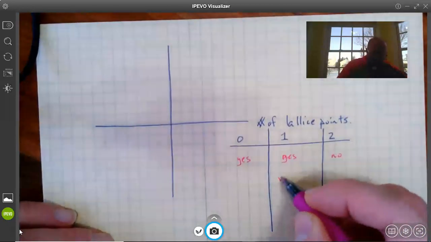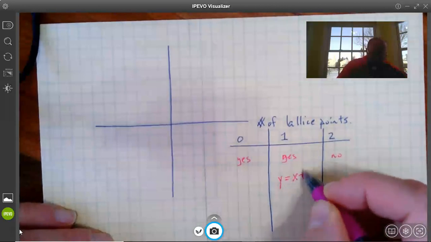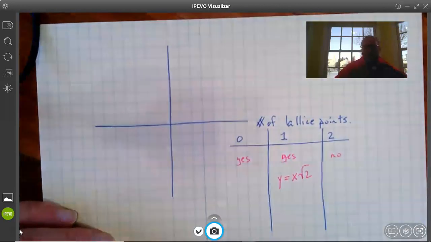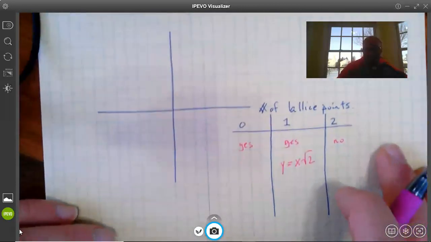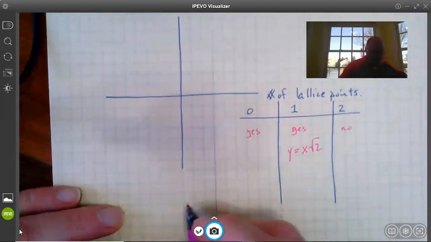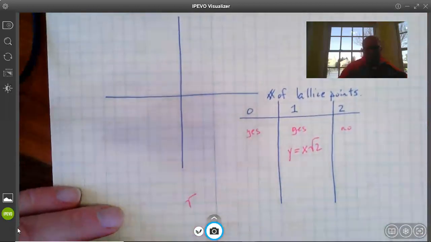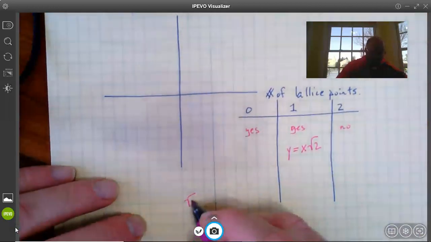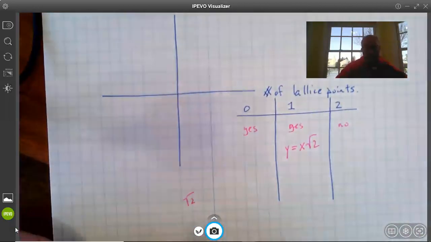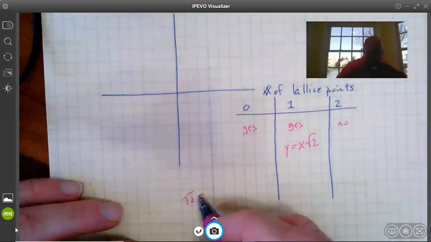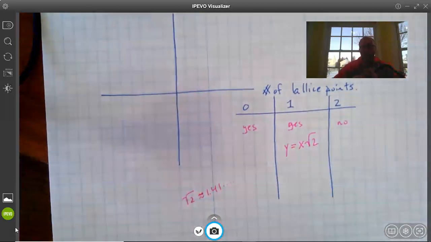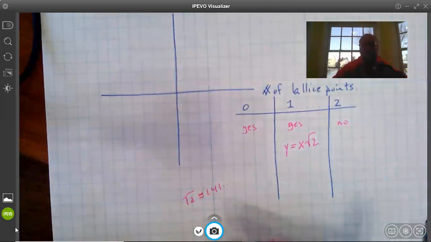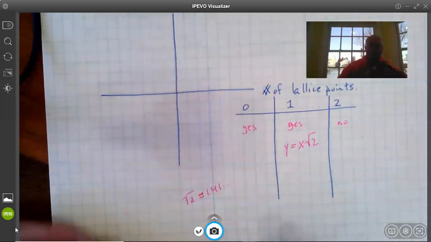The example is going to be y equals x times square root of 2. So this is a line with a slope of square root of 2. Now, square root of 2 is an irrational number, which we normally think of as a decimal, like 1.41 and so on. We think of it as a decimal that goes on forever and doesn't repeat. But that's just a characteristic of it. It's not really what makes it an irrational number.